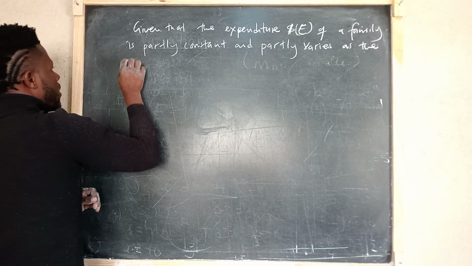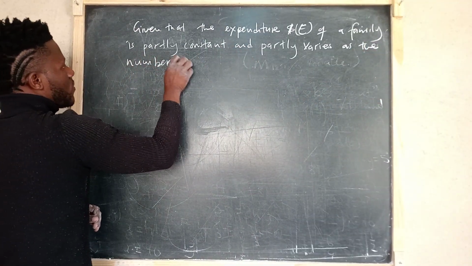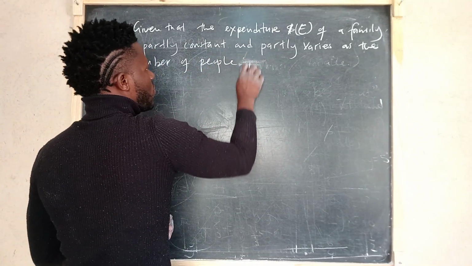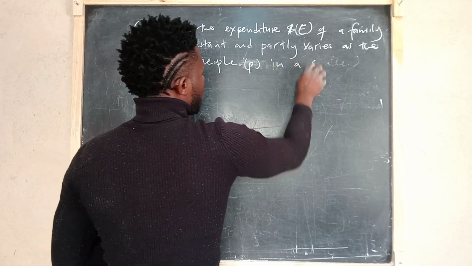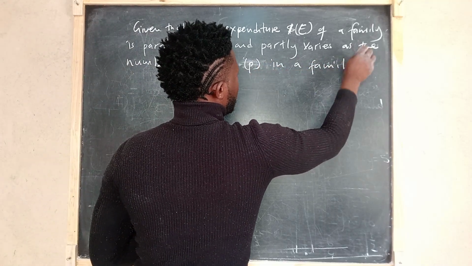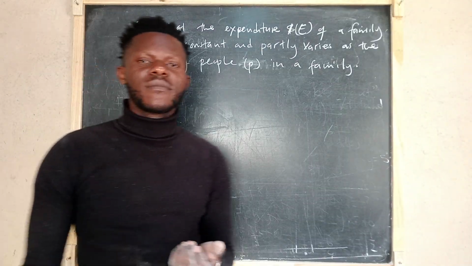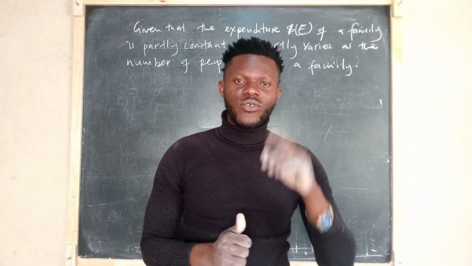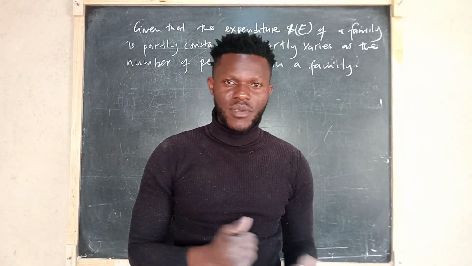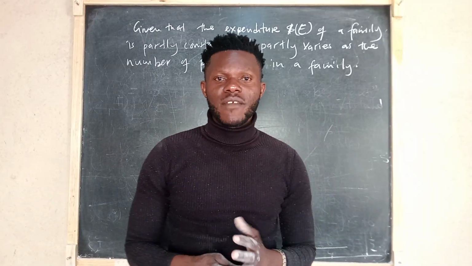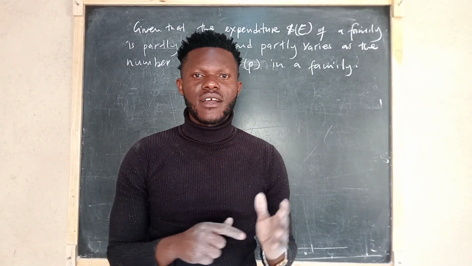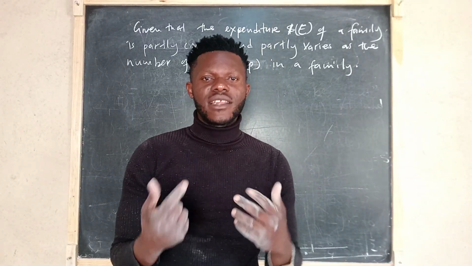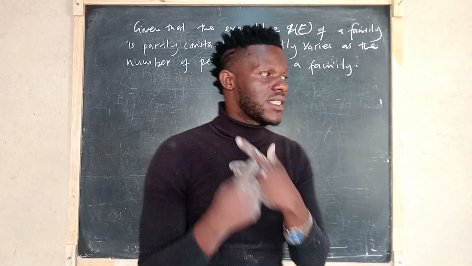It's the number of people in a family, number of people P in a family. The question is saying there is a partial variation or partial relationship between the cost of running a family and the number of people. If the number of people in a family increases, the expenditure to meet daily demands of the family might remain constant, or it can respond but partly or partially, thus being slightly.